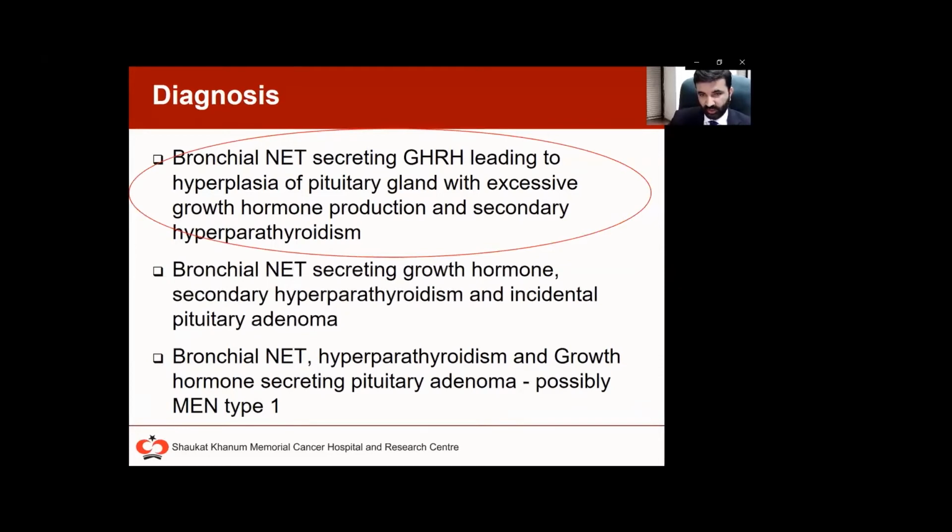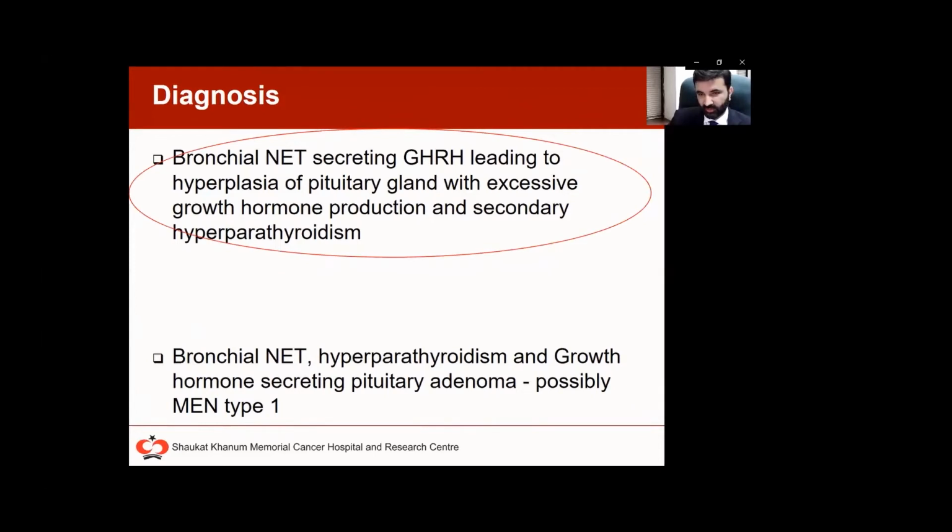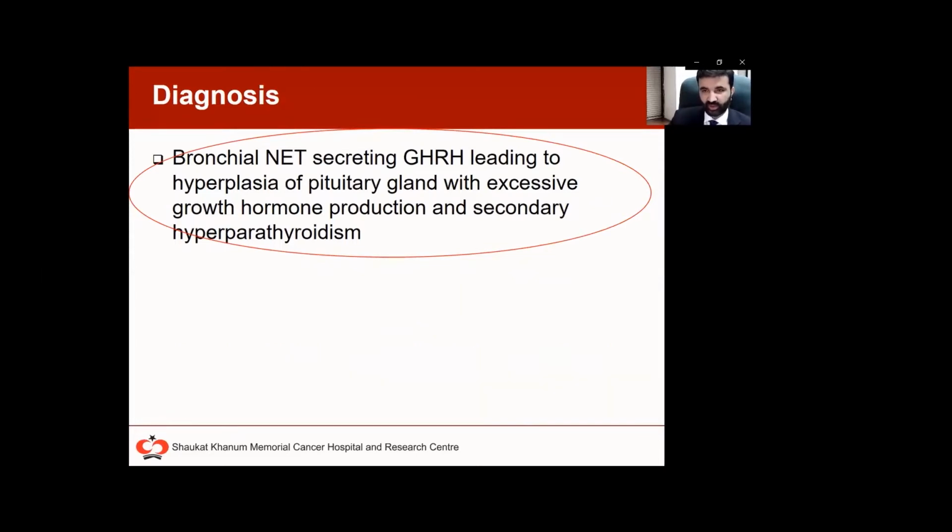Now, the other diagnosis we had was the bronchial neuroendocrine tumor secreting growth hormone and incidental pituitary adenoma. However, an incidentaloma of the pituitary gland would not regress in size or disappear with the treatment of bronchial neuroendocrine tumor. So that's excluded from the possible diagnosis. The third possibility was primary hyperparathyroidism, which was not the case as it got corrected with vitamin D replacement. So this remains our main diagnosis of pituitary hyperplasia with growth hormone releasing hormone from the neuroendocrine tumor, in addition to secondary hyperparathyroidism.